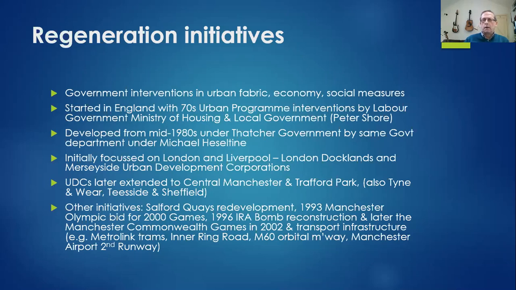And then some key transport infrastructure was developed. The Metrolink tram network, I worked on the early part of that running through the city centre, but that was extended really across Greater Manchester and is still extending. In fact, there are other lines being proposed at the moment. The Inner Ring Road around the city centre, where I was an expert witness. The M60 orbital motorway around the outer part of Greater Manchester, and then Manchester Airport's second runway. And I was also an expert witness at the public inquiry for that.